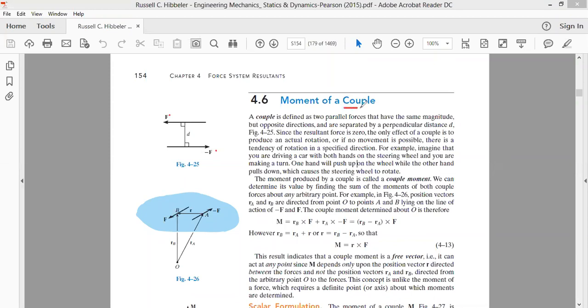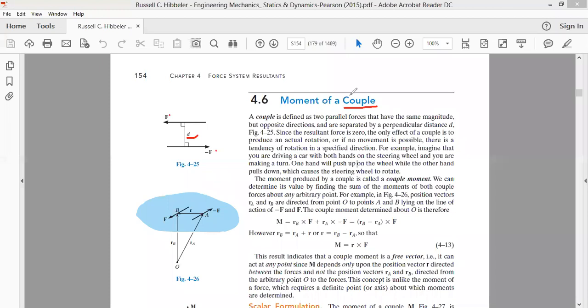So if we are asked to define a couple, what do we mean by couple? In a couple, we have two equal and opposite forces acting on a body, whose magnitude is the same but directions are opposite, such that between the two forces there is a perpendicular distance. We call that a couple.